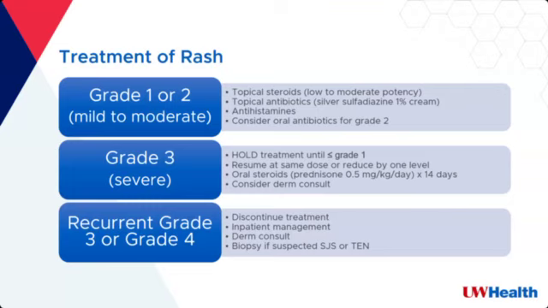For our grade 1 or 2 rashes, the recommendation is to start topical steroids as well as topical antibiotics. We can also add oral antihistamines. And for our grade 2 rashes, we can consider adding oral antibiotics. For our grade 3 rashes, the recommendation is to hold treatment until it's down to a grade 1, and then we can resume at the same dose or consider reducing by 1 dose level.